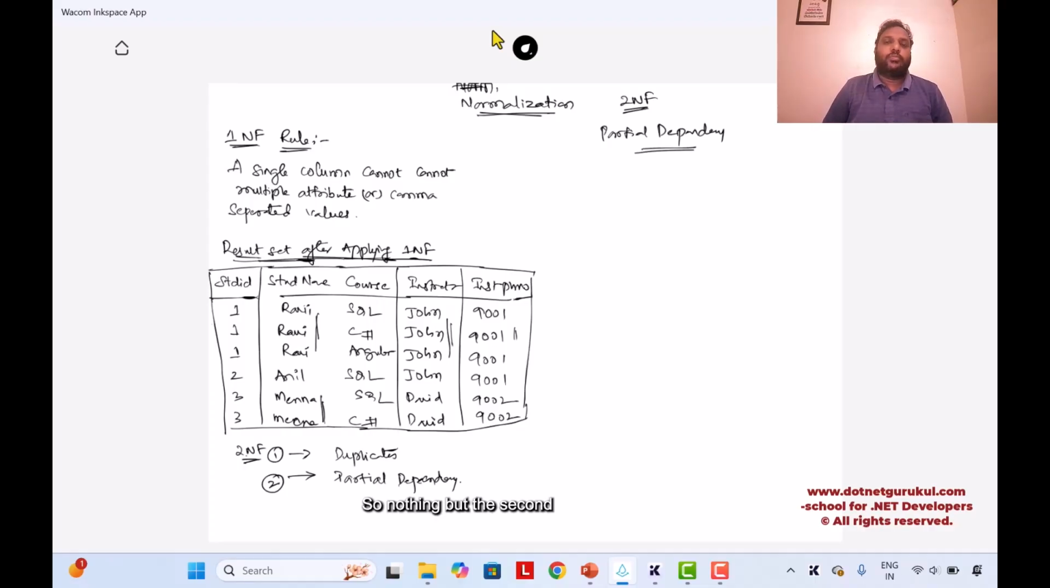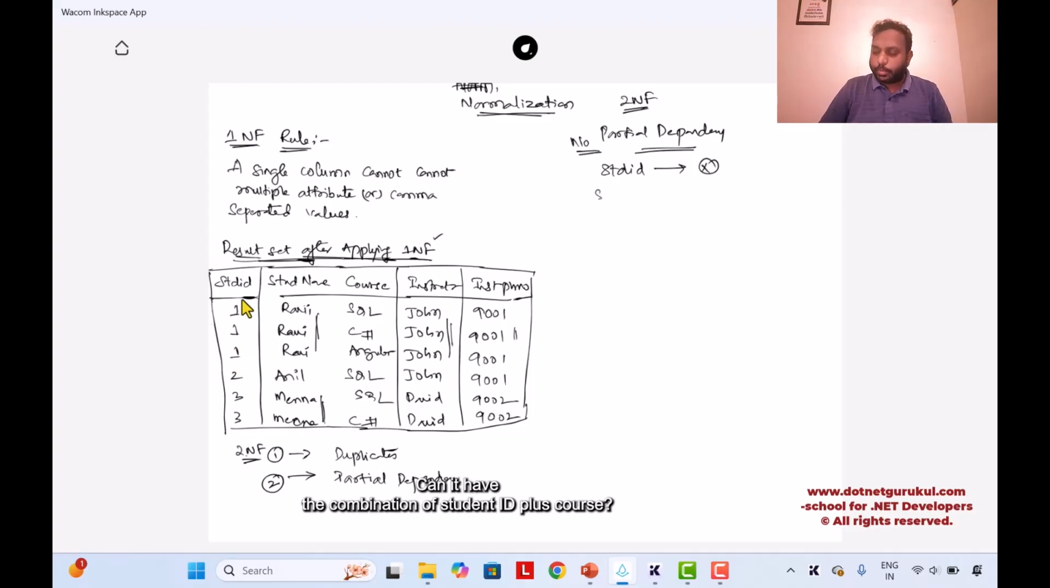The second normalization form tells you that there should be no partial dependency. First we need to understand this table and why it has the partial dependency, and how we remove the partial dependency using the second normalization form. If you look at this result set after applying the first normalization, can you identify which is the primary key in this table? Can you say the student ID is the primary key? No. Student ID alone cannot be the primary key since it already has duplicate values. It can't be the primary key.